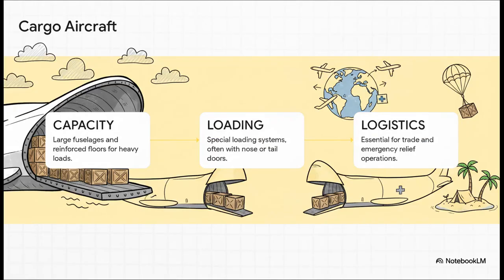So let's look at what makes them so special. First up, it is all about capacity. They have these huge bodies and reinforced floors to handle unbelievable amounts of weight. Second, loading. Many of them have these really cool nose or tail doors that swing wide open to basically swallow giant containers whole. And finally, logistics. These planes are the invisible arteries of global trade, and they're crucial for everything from manufacturing to delivering urgent humanitarian aid when every single second counts.